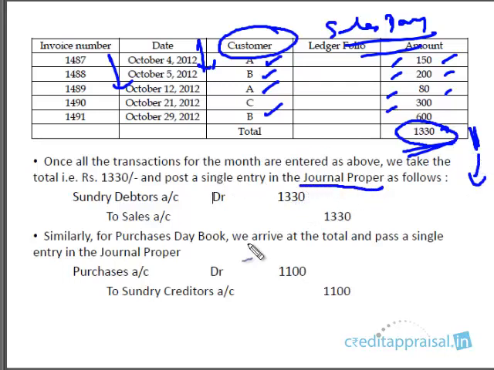We pass a single entry called debtors debit to sales account, a single entry. Similarly, for purchases, we pass a single entry to the journal proper: purchases account debit to creditors. So whatever the total amount is, we pass a single journal entry.